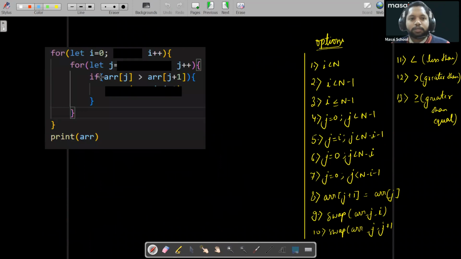Okay, guys. Now this is the pseudocode. See how short the pseudocode of bubble sort is. Very short. Okay. So this is the pseudocode for bubble sort.